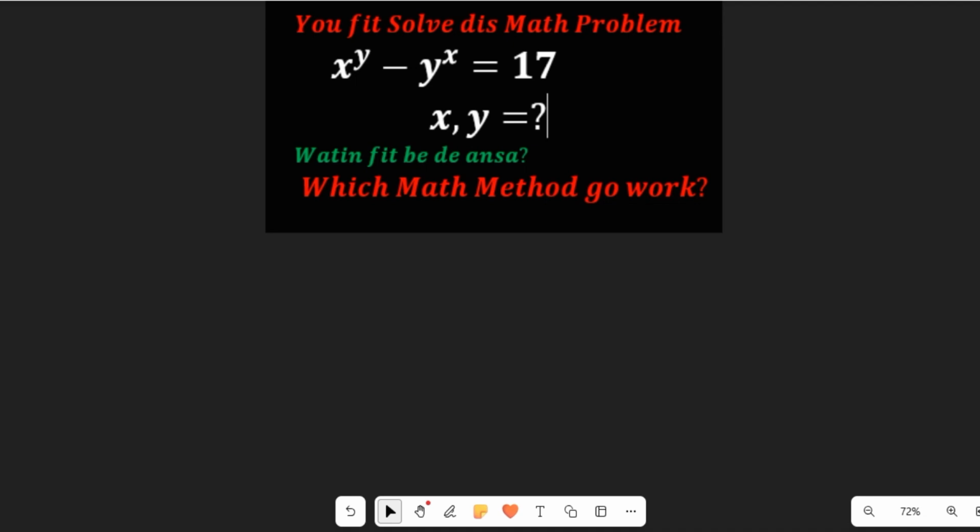Make we check. To solve dis question, wetin we go do na to first use one small logic, see how we go take solve dis question. And which small logic we go wan use? Now, make we use dis logic.